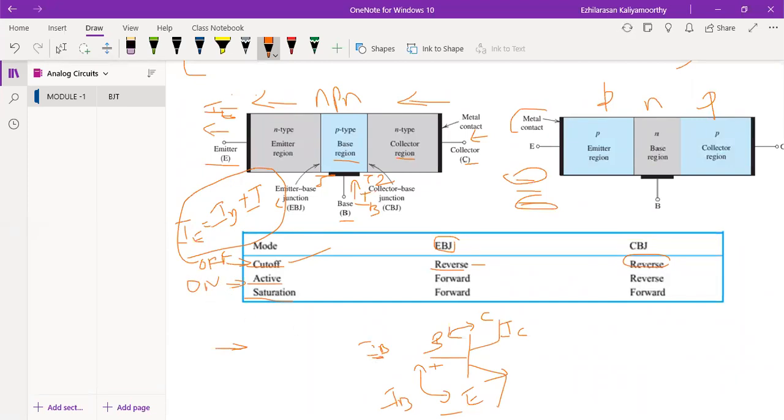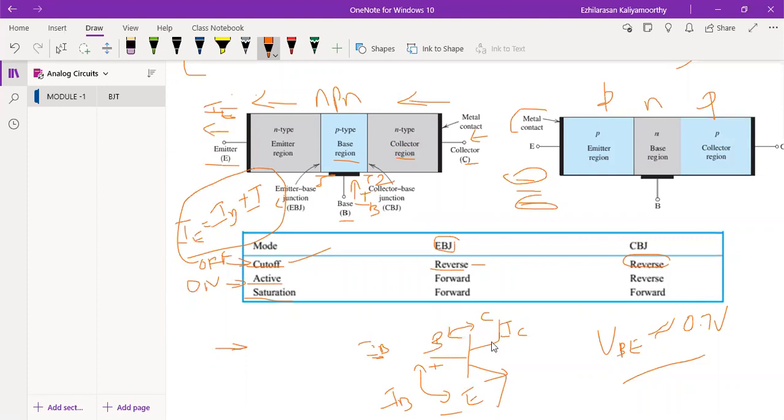When it is on, you need to apply the voltage across base and emitter. VBE is approximately 0.7 volt. When you apply 0.7 volt across the base and emitter, or if it exceeds 0.7, then the device will be in active condition, which means it is on. So only forward and reverse.